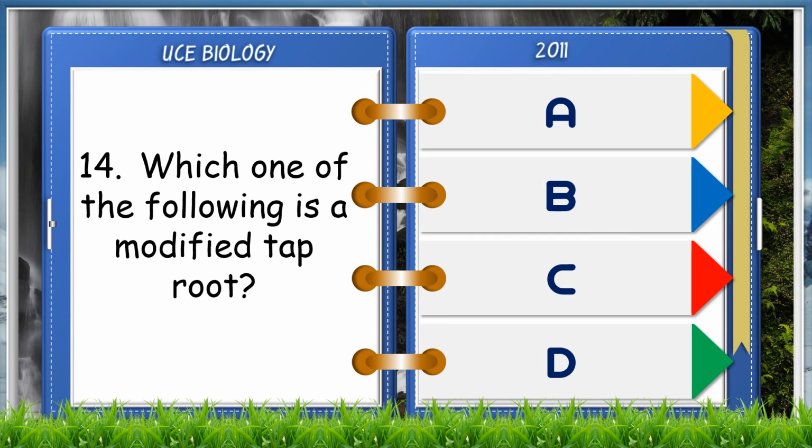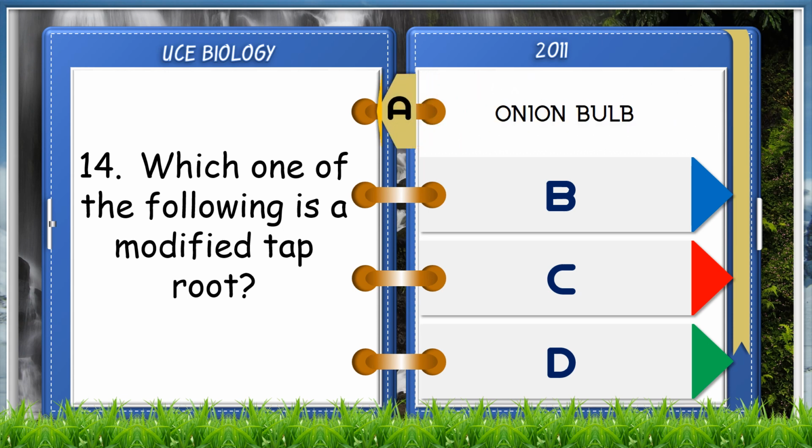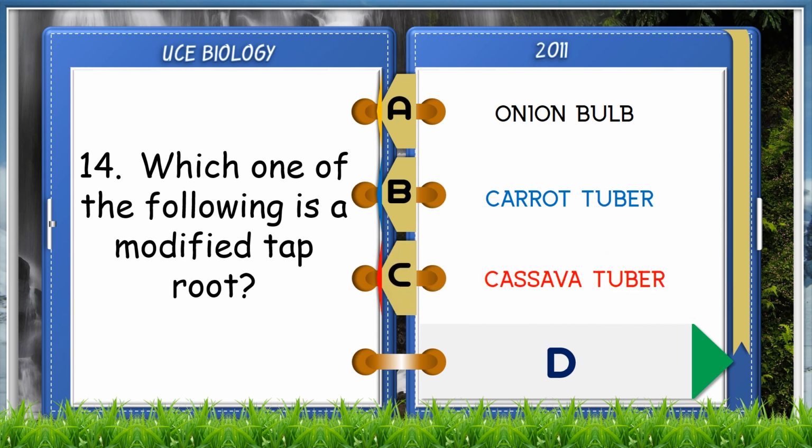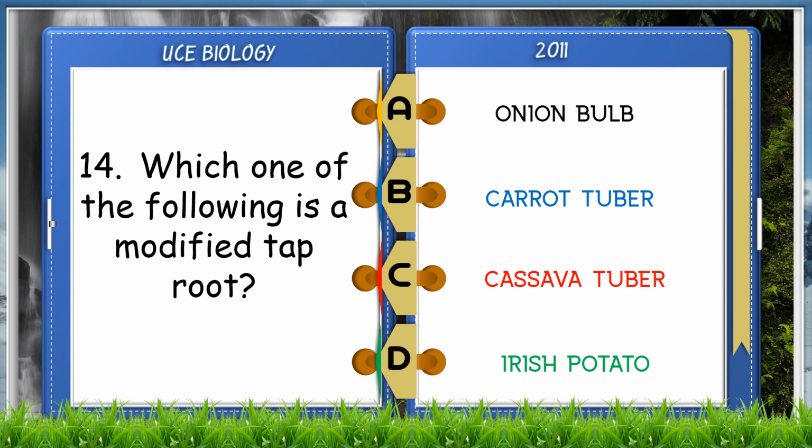Which one of the following is a modified taproot? A. Onion bulb. B. Root tuber, carrot tuber. C. Cassava tuber. D. Irish potato. The answer is B. Carrot tuber.